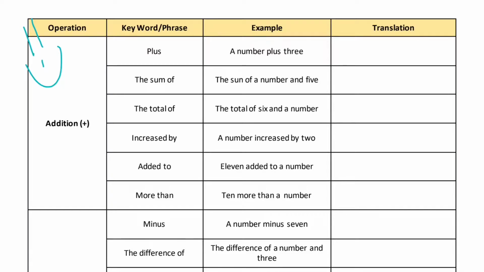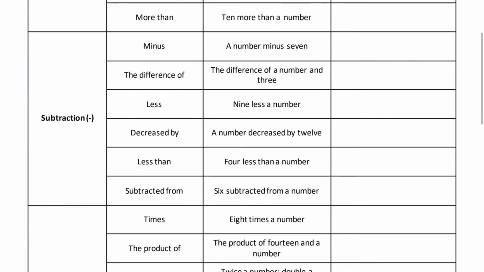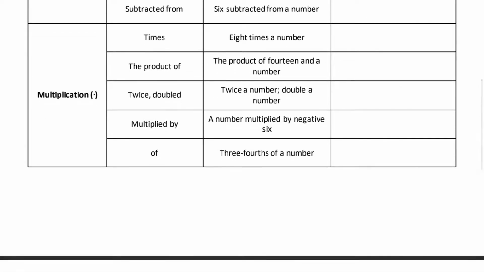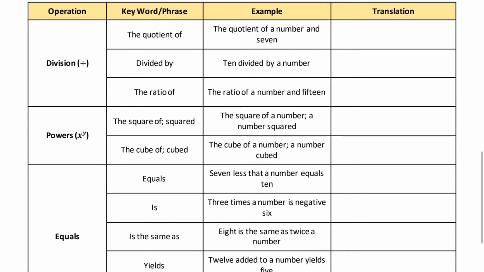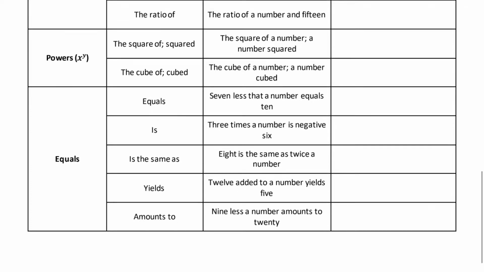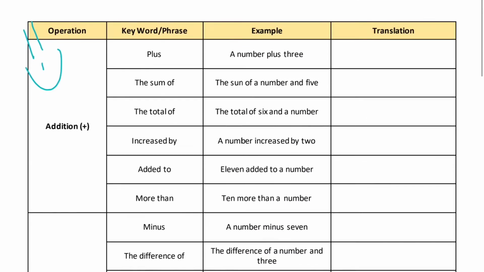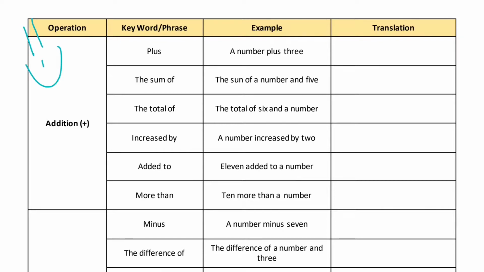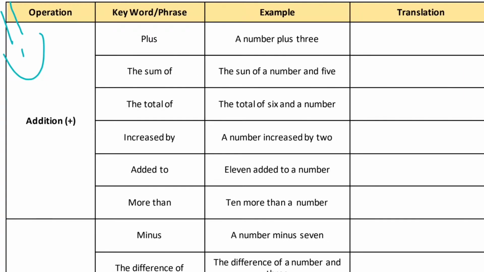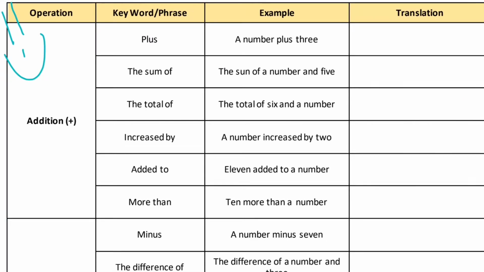So first thing you can see on this table that we have addition, subtraction, multiplication, division, powers, and equals. And each one of those operations has words that go with it. I'm going to zoom in on this a little bit. And we're going to talk first about addition. So I think pretty much everybody knows that when you see plus, that means to add. So when you have a number plus 3, you're going to be doing something plus 3.